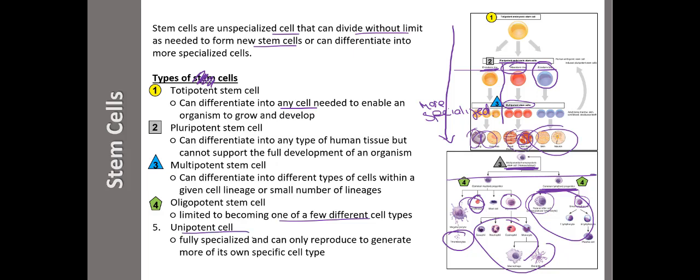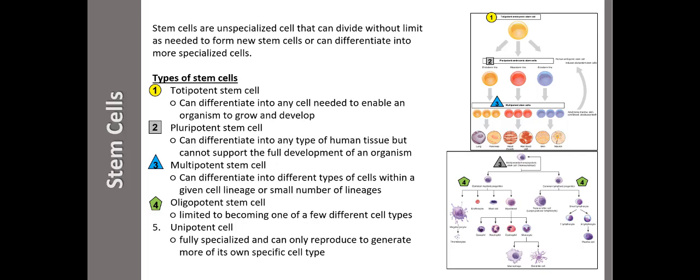And then you've got unipotent cells, which are these cells over here. They're fully specialized and can only reproduce to generate more of its own specific cell type. So the megakaryocyte, for example, can only divide and reproduce more megakaryocytes, right? The unipotent stem cell of a red blood cell can only divide and produce more red blood cells, cannot divide and produce more platelets, cannot divide and produce all these different types of white blood cells. So the uni means one, right? The unipotent stem cells can produce only that particular type of cell.